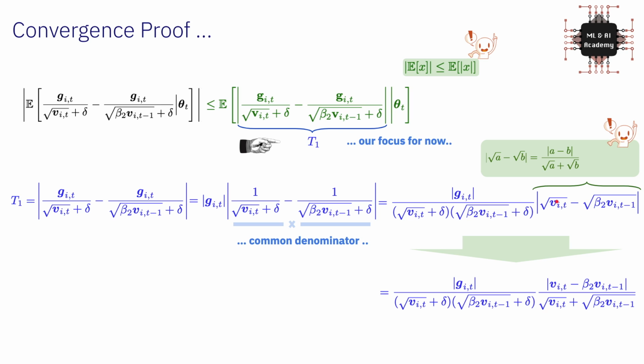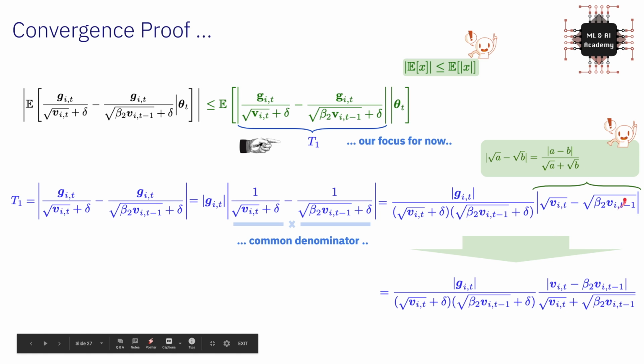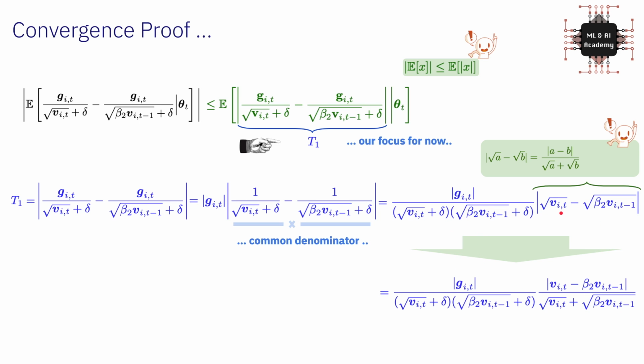We're going to say, okay, square root of A minus square root of B, so that's this, with the absolute value. Square root of A is square root of v_it, and square root of B is square root of beta2 v_{i,t-1}. Once we apply this, we get the absolute value of A, which is v_it, minus B, which is beta2 v_{i,t-1}, and that all is divided by square root of A plus square root of B, which is the square root of v_it plus the square root of beta2 v_{i,t-1}. All we've done here is use this property.